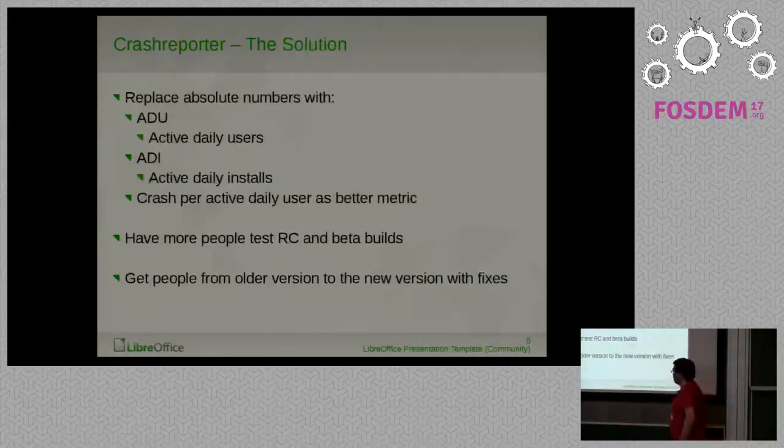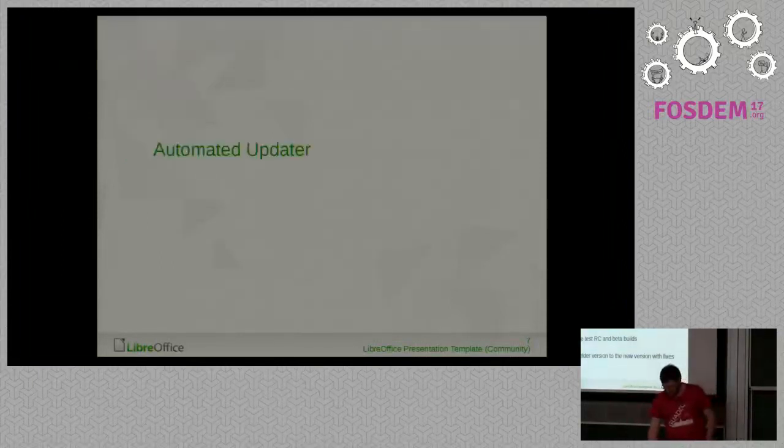So the solution is, instead of reporting absolute numbers, to divide the number of daily crashes by the number of active daily users or active daily installs. That's what Mozilla does. That's what we should do. So our problem is we don't have any idea how many daily users we have. We have some ideas how many people have downloaded LibreOffice, but not how many people are actually using LibreOffice.